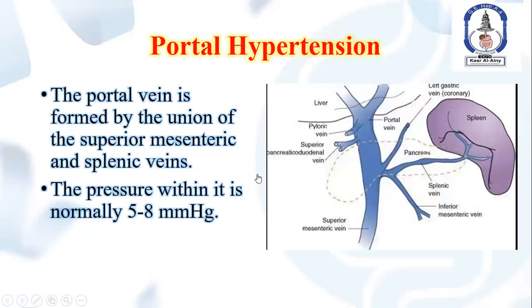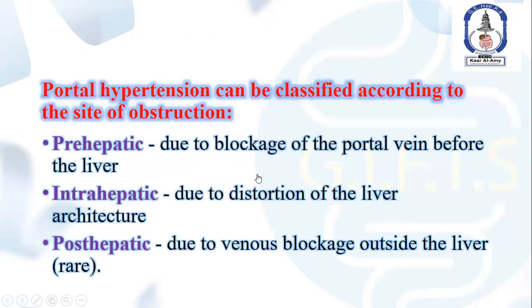Okay. What about portal hypertension? We all know the portal vein. The portal vein is formed by the union of the superior mesenteric and splenic veins. Normally, the pressure in the portal vein is low, about 5 to 8 millimeters of mercury. In many conditions, portal hypertension might develop.